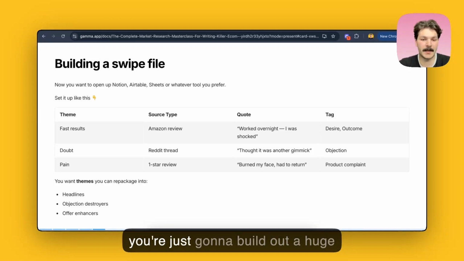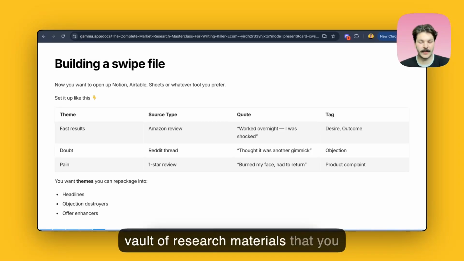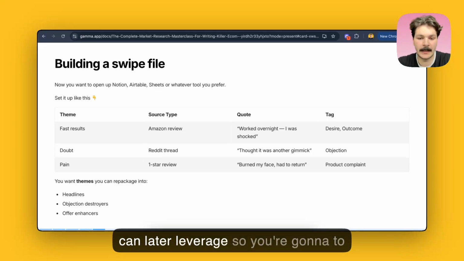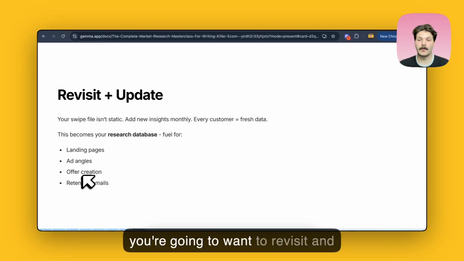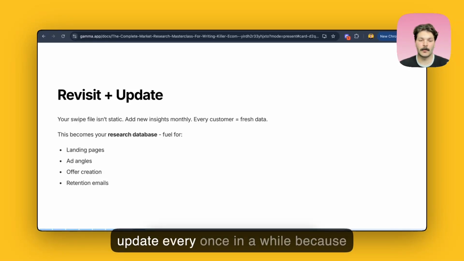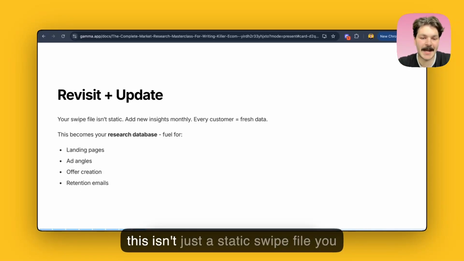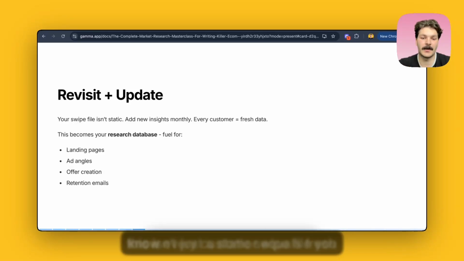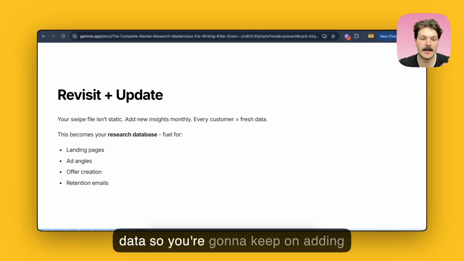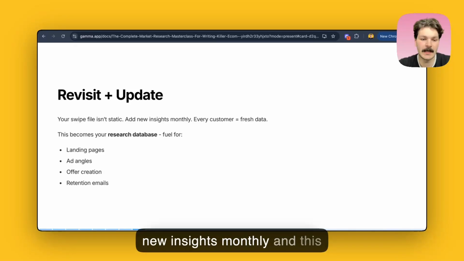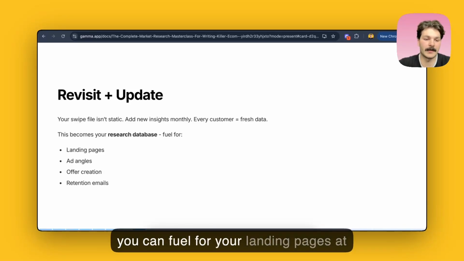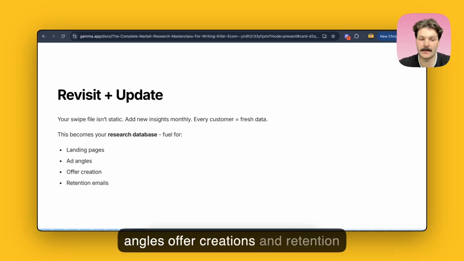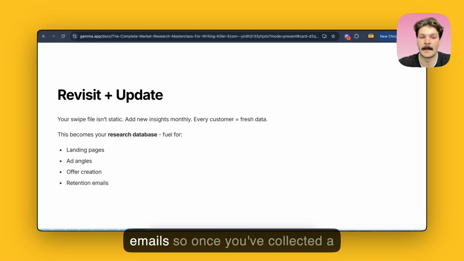And so you're just going to build out a huge vault of research materials that you can later leverage. So you're going to want to revisit and update it every once in a while, because this isn't just a static swipe file. Every customer equals fresh data. So you're going to keep on adding new insights monthly, and this becomes your research database that you can fuel for your landing pages, ad angles, offer creations, and retention emails.